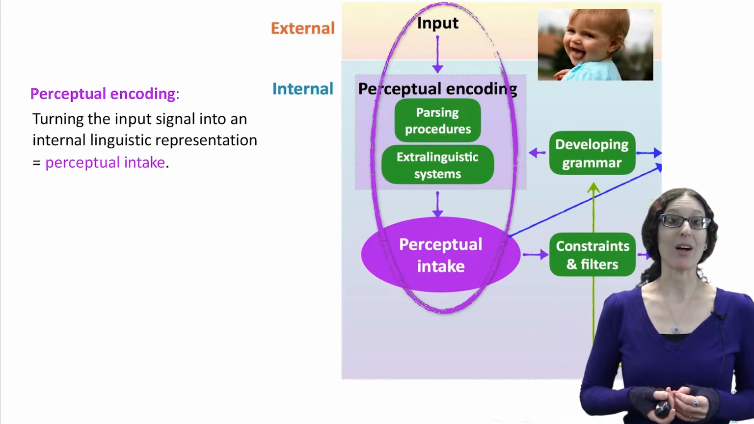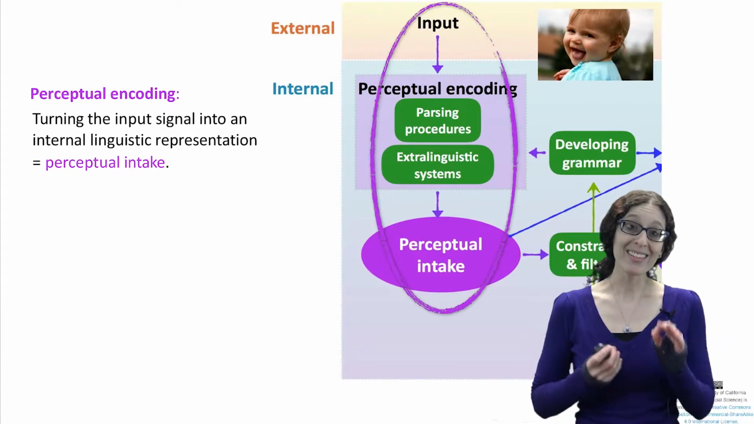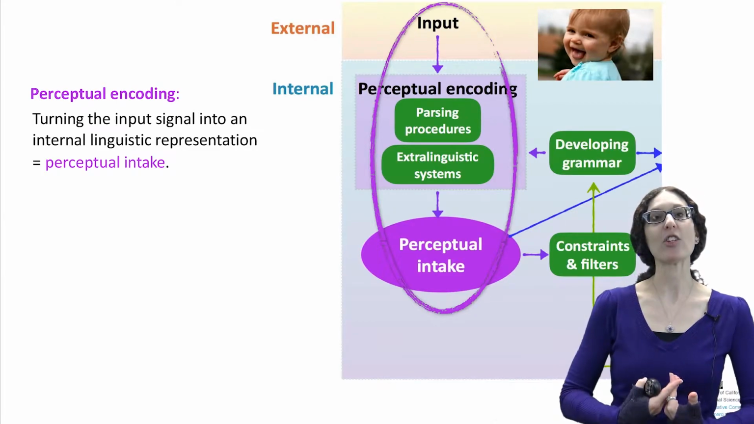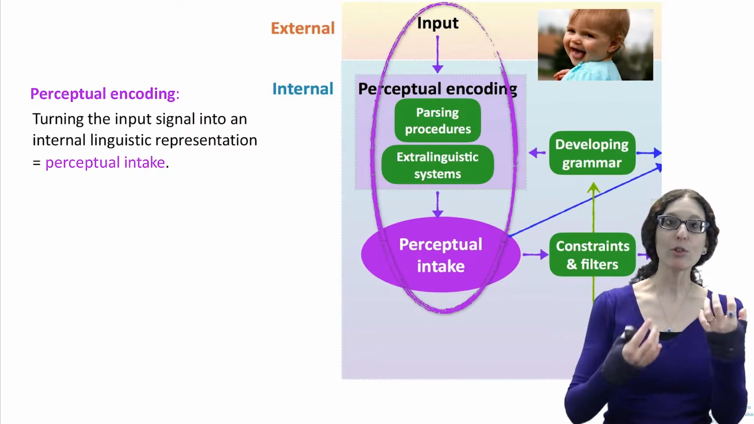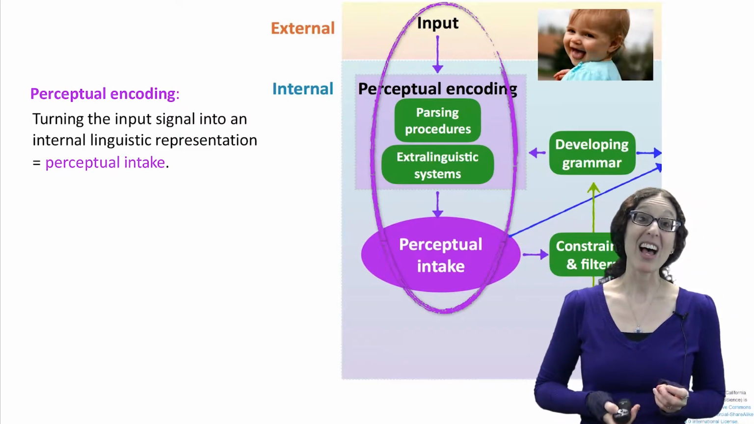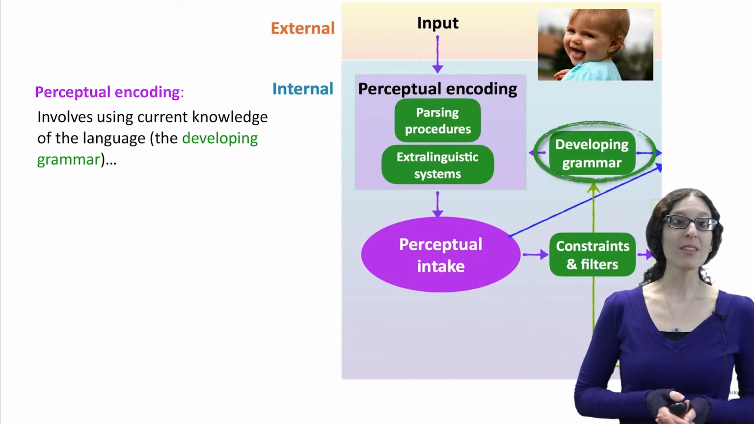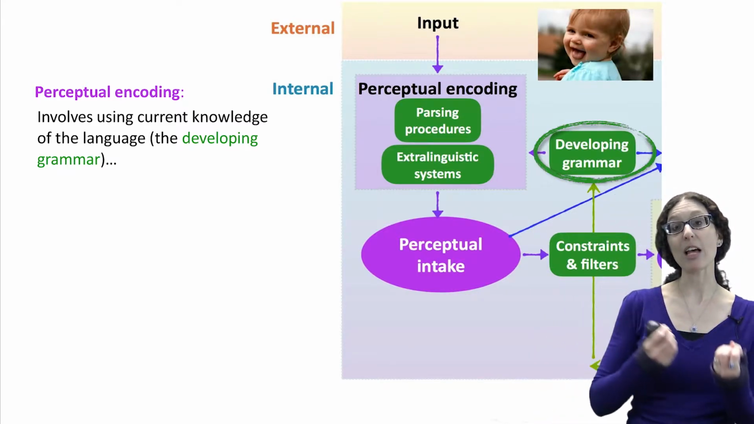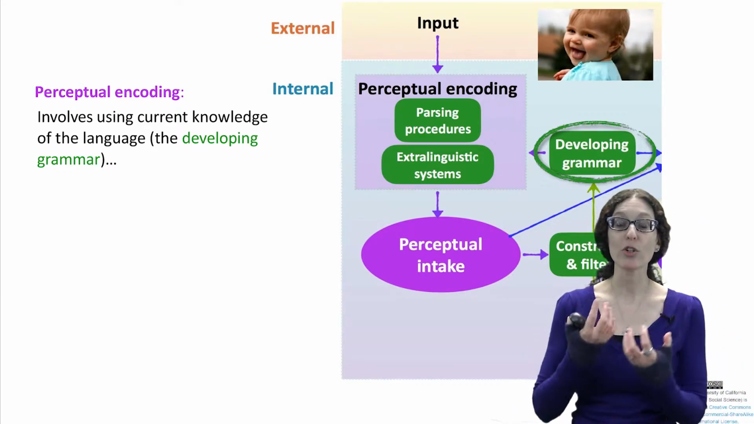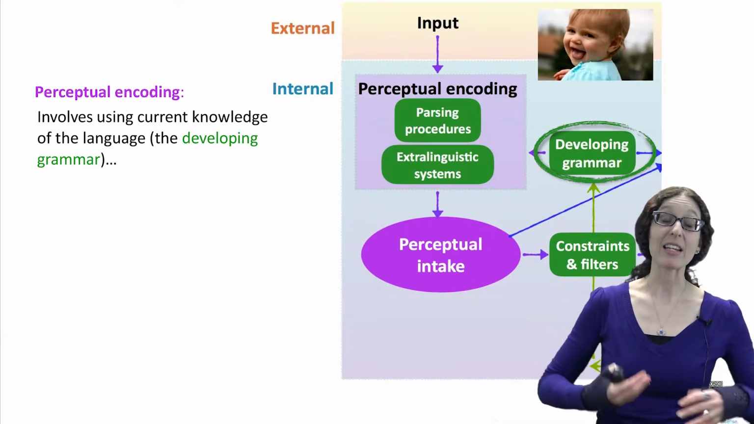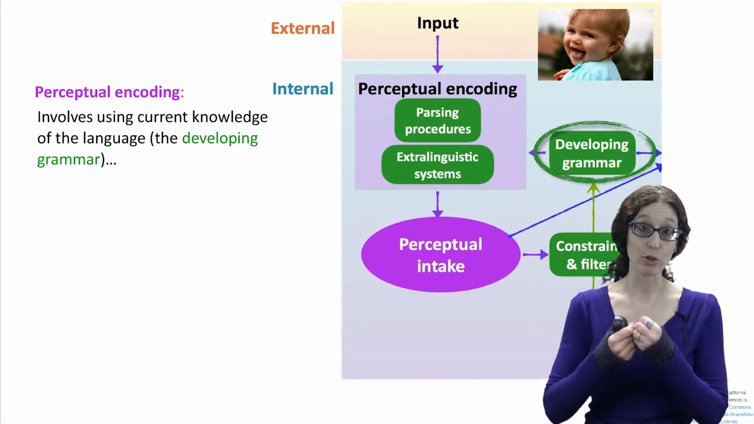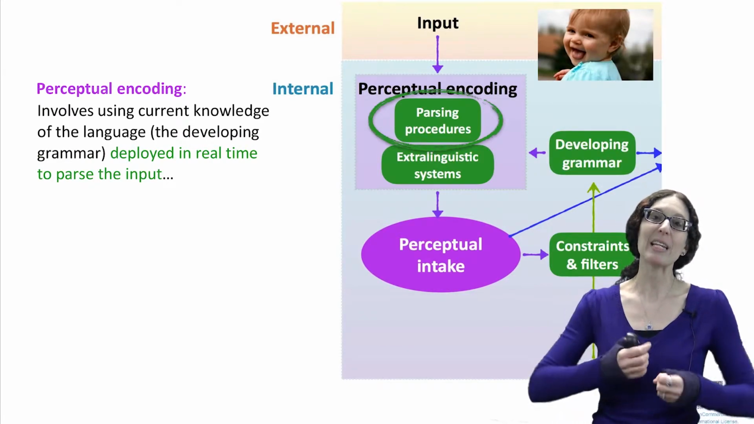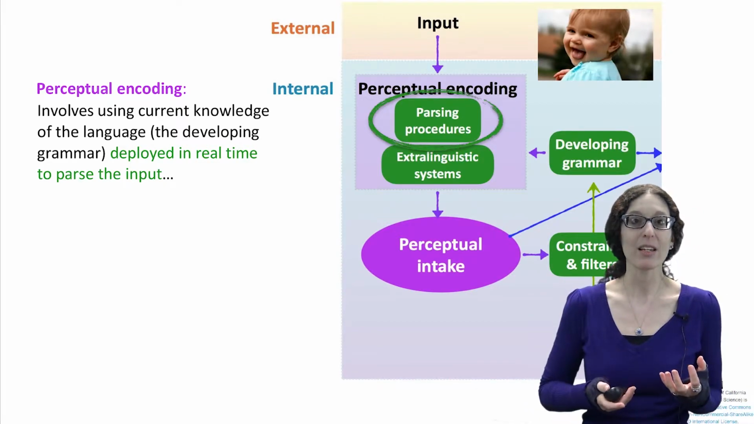So one of the first things that goes on is called perceptual encoding. What this is, is turning that messy, rich input signal into an internal linguistic representation, the perceptual intake, what you are able to take in perceptually at that stage of development. And so this involves using your current knowledge of the language, which we will call the developing grammar. So grammar is just another name for the rules of your language, the system that you internally know about how your language works. Using that, and it's of course developing as you're learning, you're not just using it, but you're using it in real time as that input is coming in, to parse that input, to break up that input signal into something that you can handle.